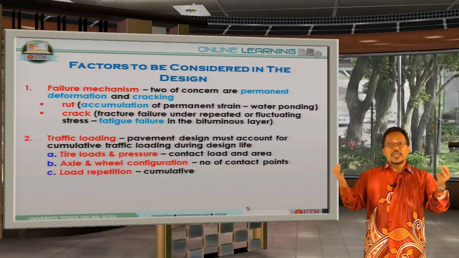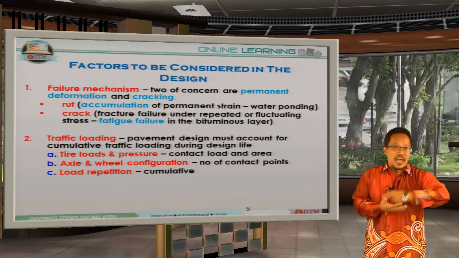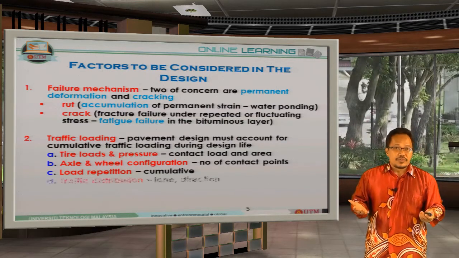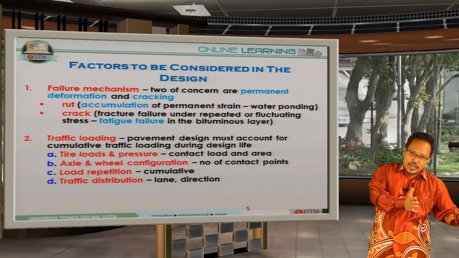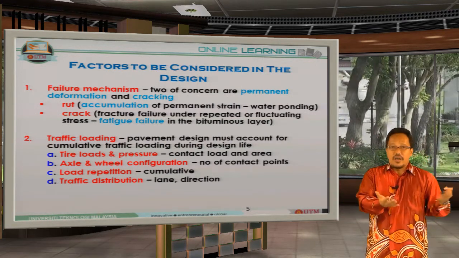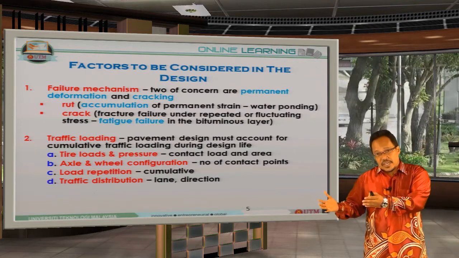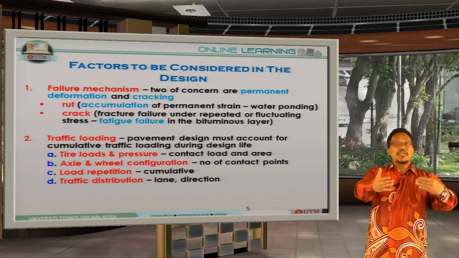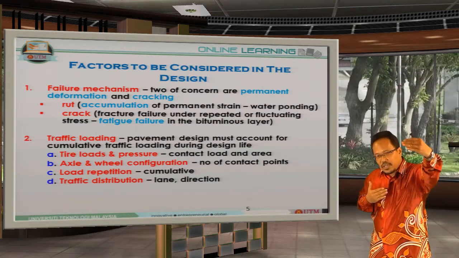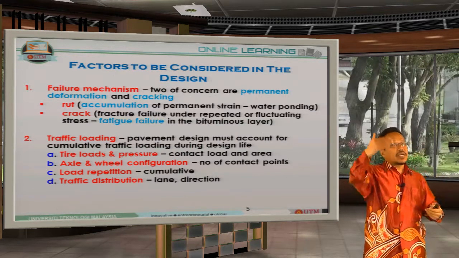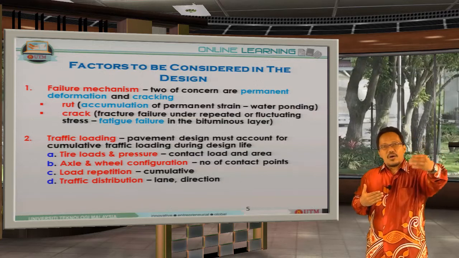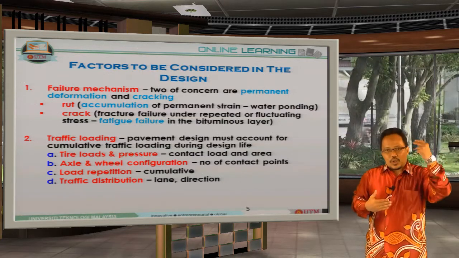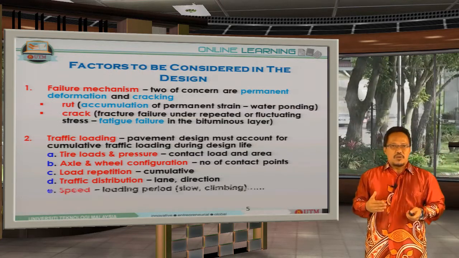Okay. Load repetition. How many times do those heavy vehicles pass on our road? Traffic distribution. Normally, the slow lane consists of more heavy vehicles compared to the fast lane. And direction. Maybe the northbound carries more load compared to the southbound. So the northbound will last a shorter time compared to the southbound.